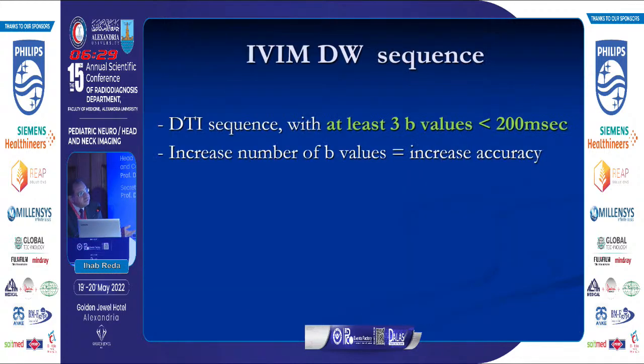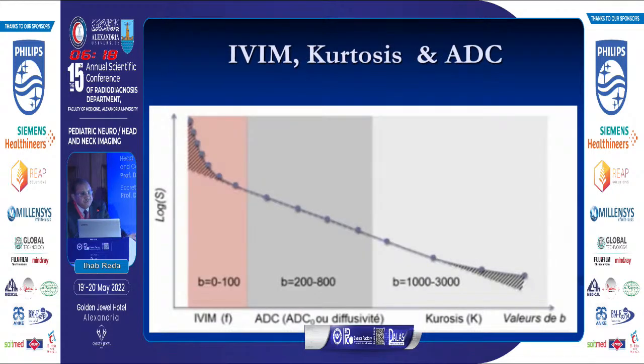Now, the sequence of the IVIM is just like the DTI, but we must choose 3 B values less than 200 milliseconds. If we are returning to the curve again, with the low B value less than 200, we are investigating IVIM. If we are using B value more than 1,000, we are measuring the kurtosis. And between both of them, this is the conventional ADC, or what we call ADC 0.